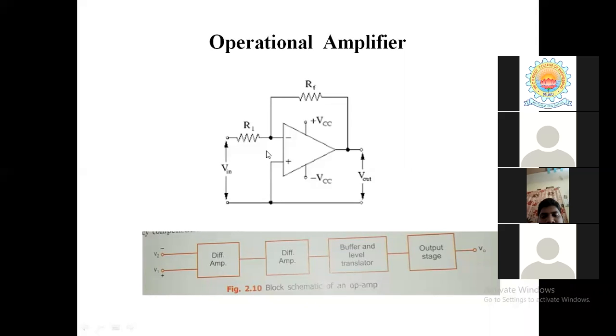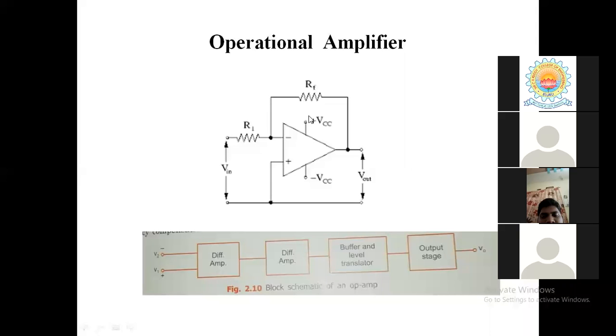Next we discussed the behavior of negative feedback. Why is the feedback applied at the negative terminal? The main purpose of negative feedback is to improve the operation, so that the gain is increased in a controlled manner, and the current drawn from the input terminals, either inverting or non-inverting, is negligible.